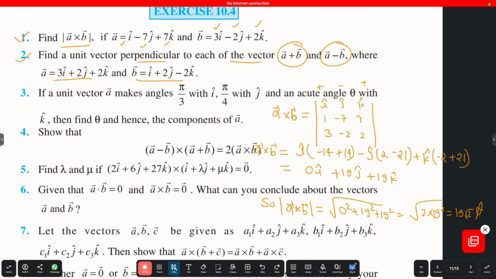First of all, we need a vector which is perpendicular to this and this. It means I have to do the cross of this and this, correct? It means I have to find A plus B cross product with A minus B. So this is the only vector which is perpendicular. But we want a unit vector also. So the correct answer is mod of this, A plus B cross A minus B. Do you get it? Then how to get A plus B? A given, B given, A plus B you can easily calculate. How to get A minus B? Easily you will get.